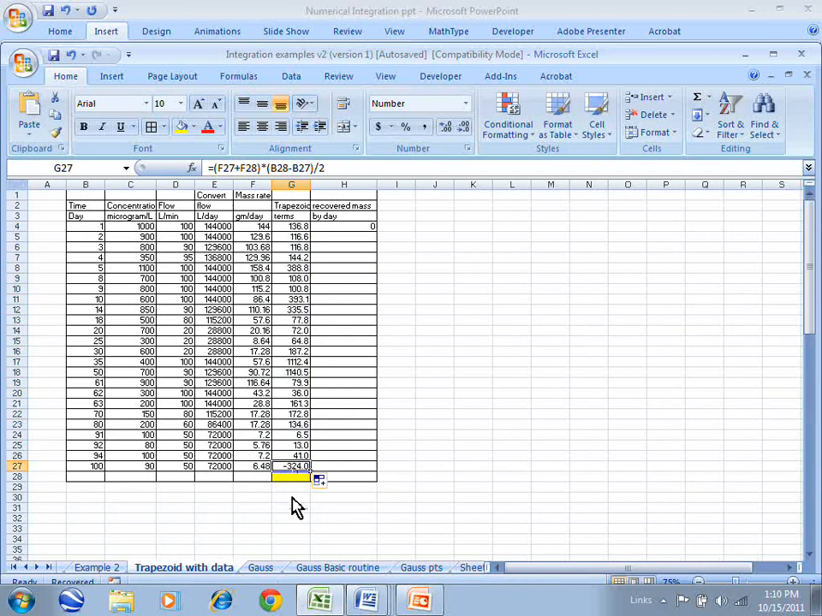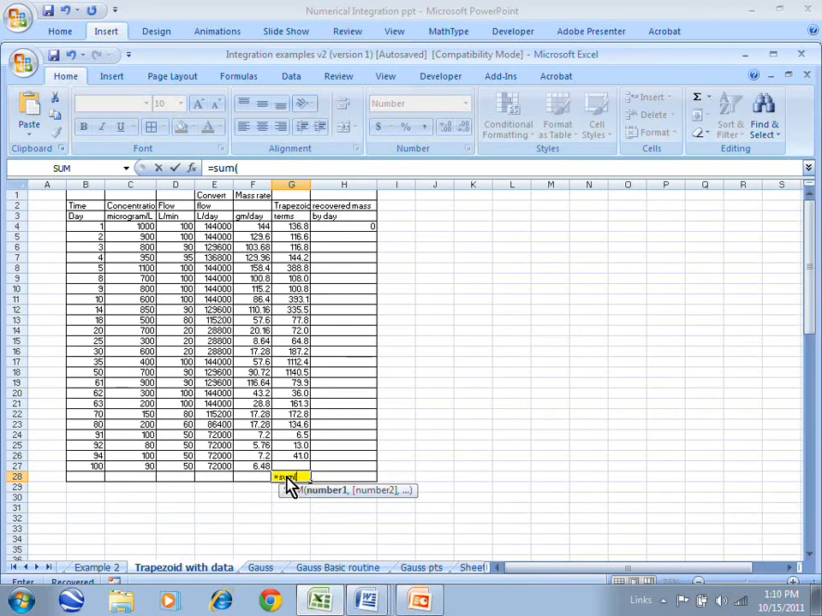So if we do copy it there, we see we have this negative number, and that's because the formula that we've copied is trying to use these cells, which are blank, and so that's not valid. We need to make sure to erase that. So these are the terms in the trapezoid series, and we can add them up. And that gives us the total mass.